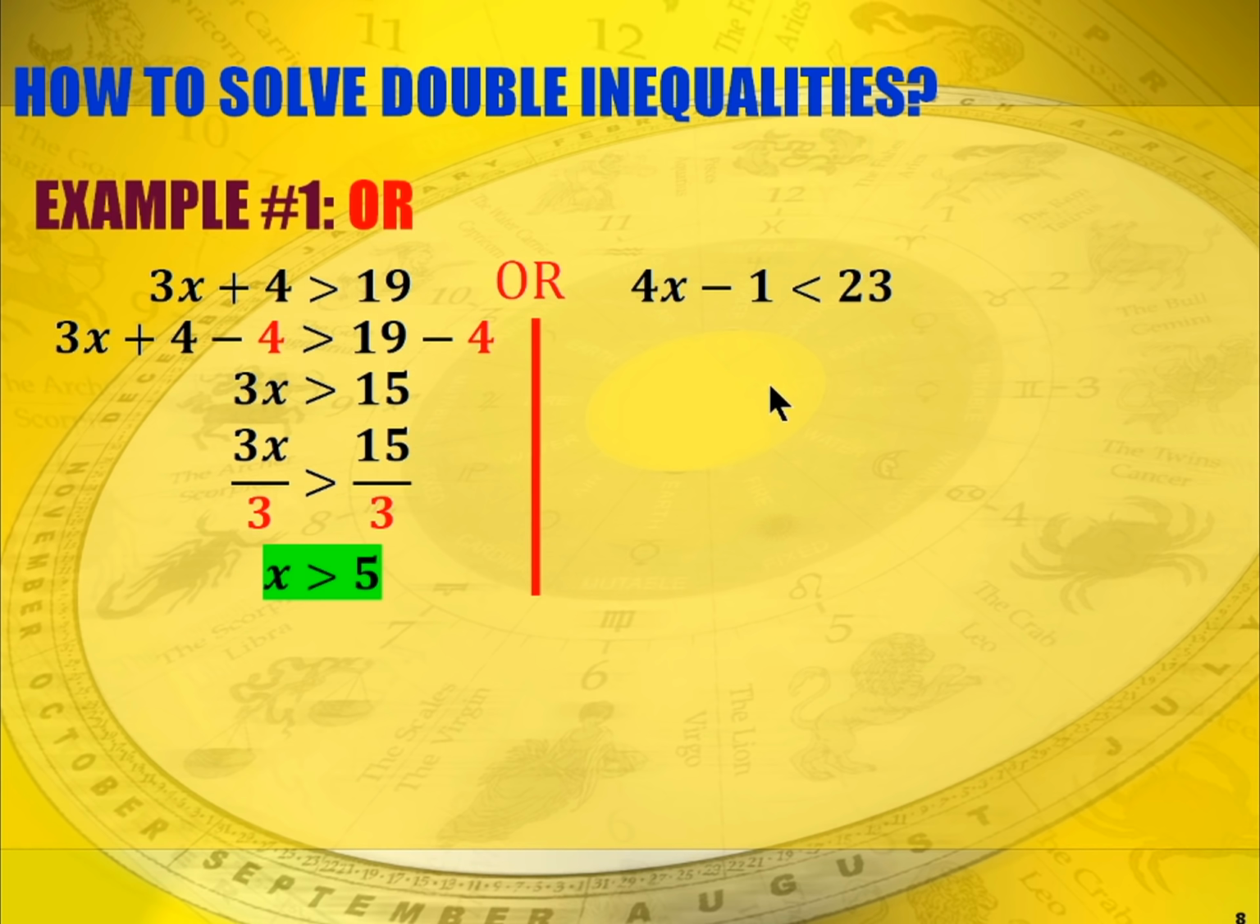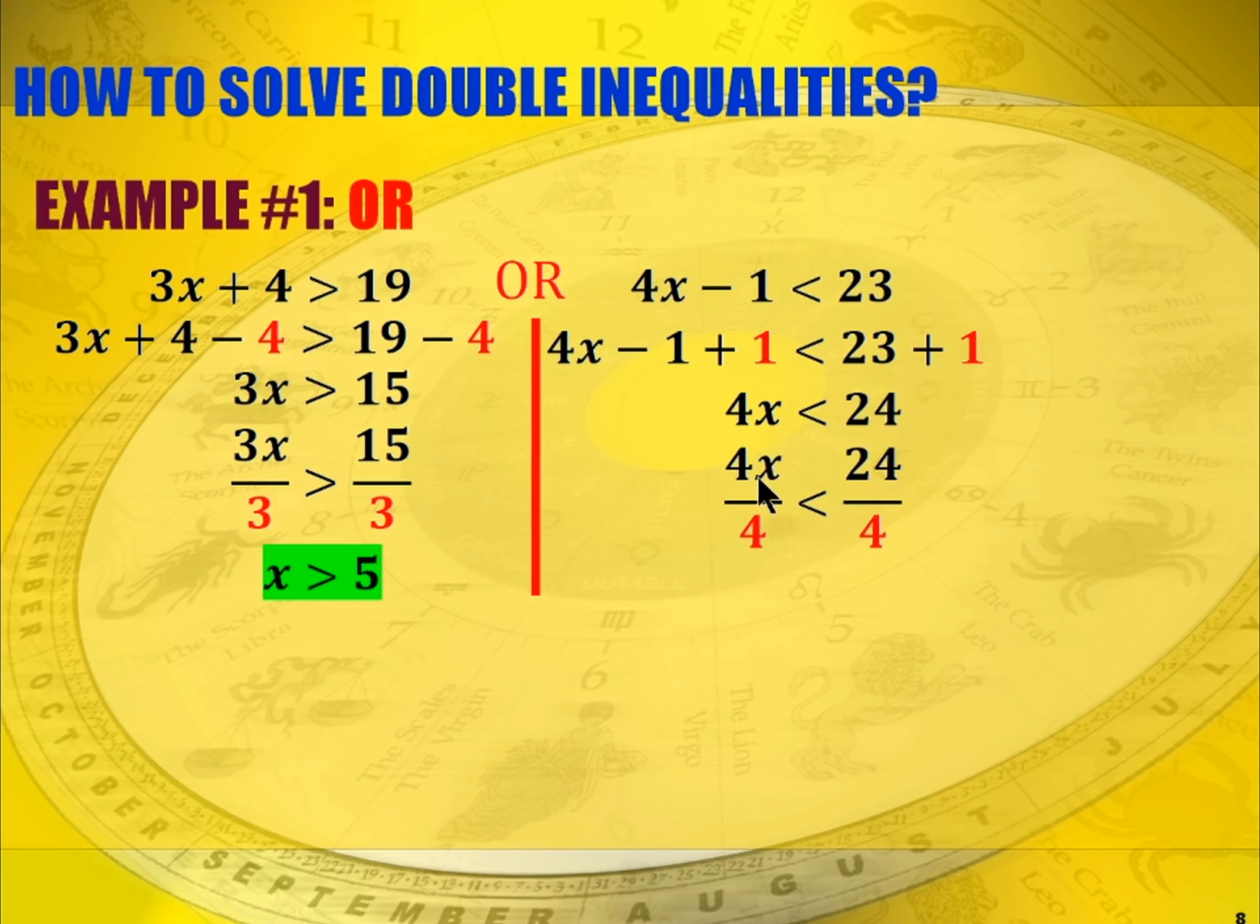Okay, let's go to the other inequality: 4x minus 1 is less than 23. We have to add 1 to both sides to eliminate negative 1. So we have 4x minus 1 plus 1 is less than 23 plus 1. So this is 0. We have 4x is less than 24. We're going to eliminate 4, so divide both sides by 4, cancel. So 24 divided by 4, that's 6. So we have x is less than 6.